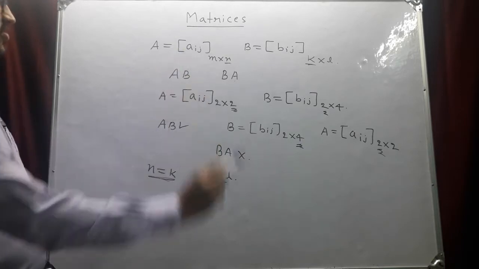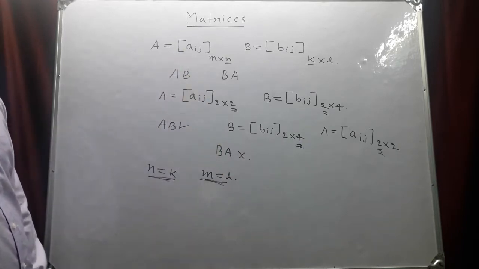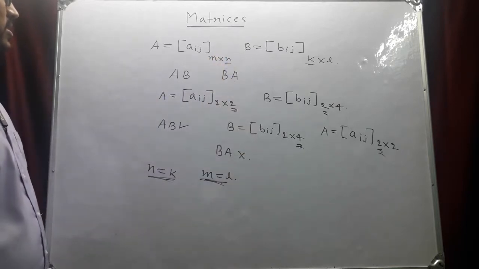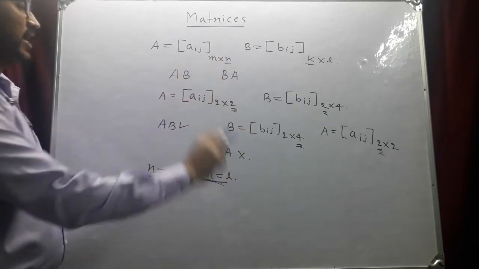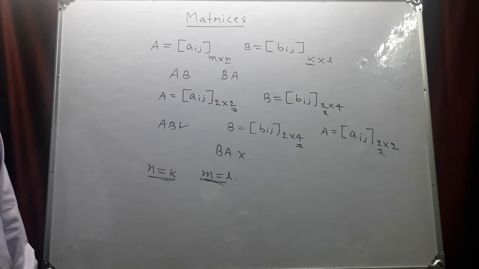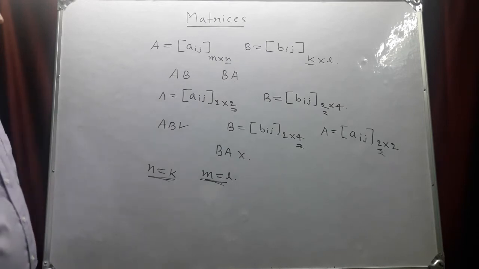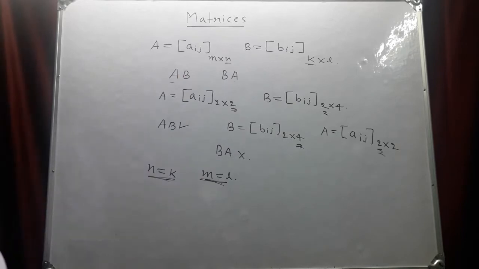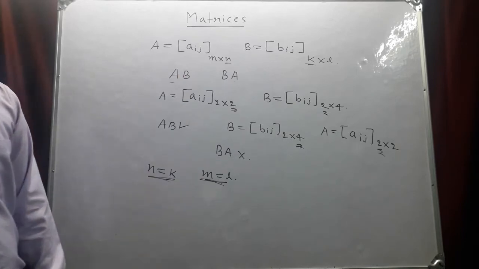Also, suppose A and B are square matrices of the same order, then we can find AB as well as BA. For square matrices of the same order, we can find the product, that is AB as well as BA.